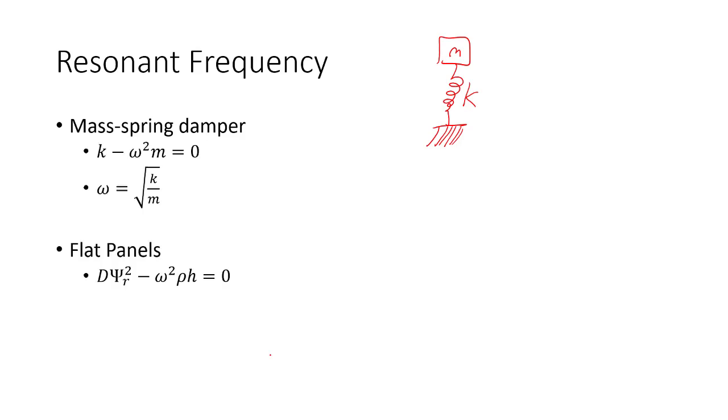And so then when we solve for omega, we get that omega is the square root of D psi sub r squared over rho h. And that's going to be our resonant frequency for the mode. So we know how to calculate all these parameters, and now we can figure out what the resonant frequency of a given mode of a panel is.